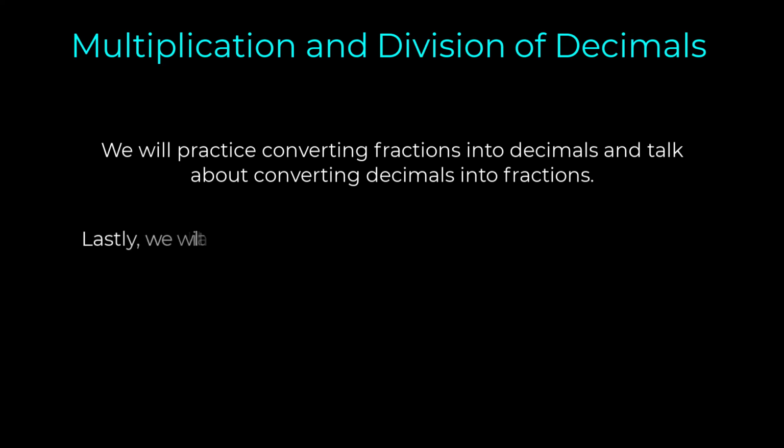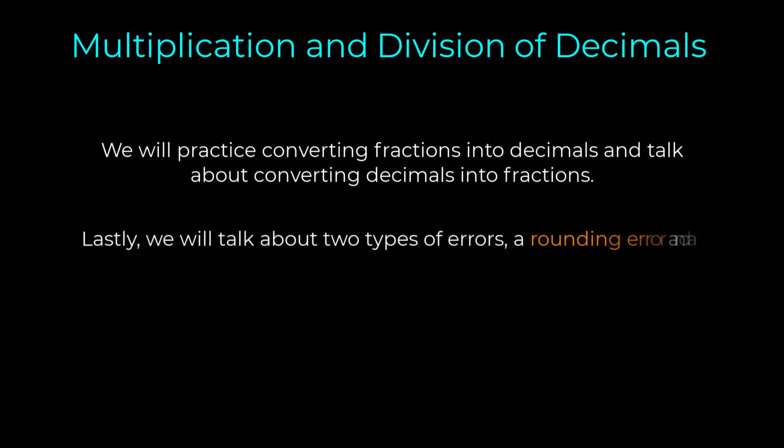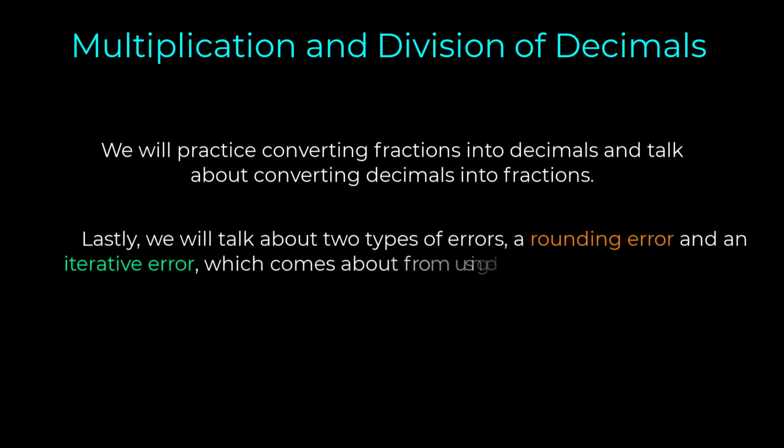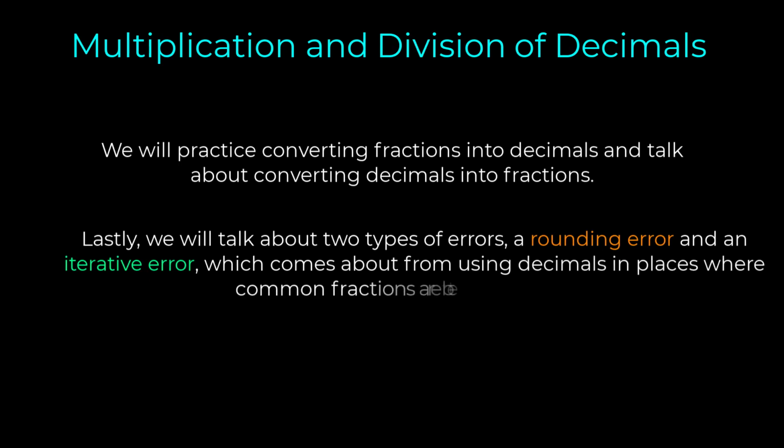Lastly, we will talk about 2 types of errors, a rounding error and an iterative error, which comes about from using decimals in places where common fractions are better suited.